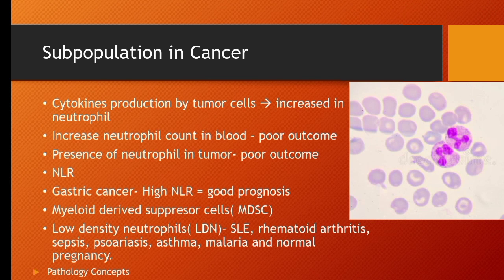They are also seen in conditions like SLE, rheumatoid arthritis, rheumatic fever, sepsis, psoriasis, HIV infection, asthma, malaria, ANCA associated vasculitis, and also in the natural pregnancy. During pregnancy, the maternal-fetal tolerance is important, and for that, the downregulation of the T cell function is a must. The arginase enzyme depletes the L-arginine, which is required for the T cell function. The source of this increased arginase activity is the low density neutrophils.